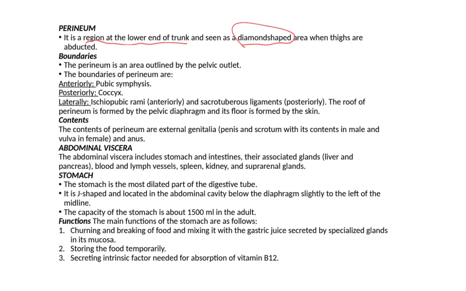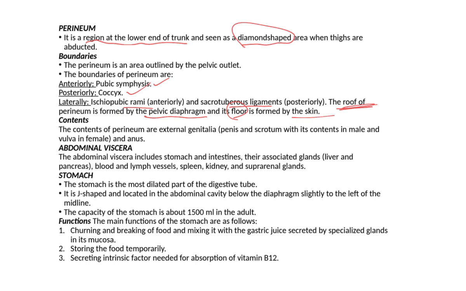What are the boundaries? It is an area outlined by the pelvic outlet. Anteriorly there is pubic symphysis, posteriorly there is coccyx, laterally ischiopubic rami anteriorly and sacrotuberous ligaments posteriorly on the lateral part of the perineum. Then the roof is formed by pelvic diaphragm, floor is formed by skin.